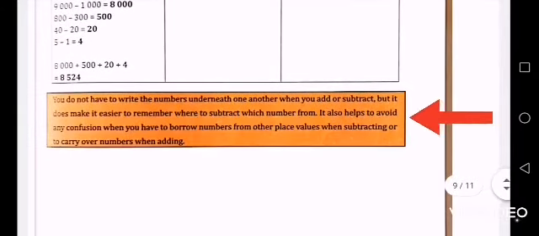You do not have to write the numbers underneath one another when you add or subtract, but it does make it easier to remember where to subtract which number from. It also helps to avoid any confusion when you have to borrow numbers from other place values when subtracting or to carry over numbers when adding.